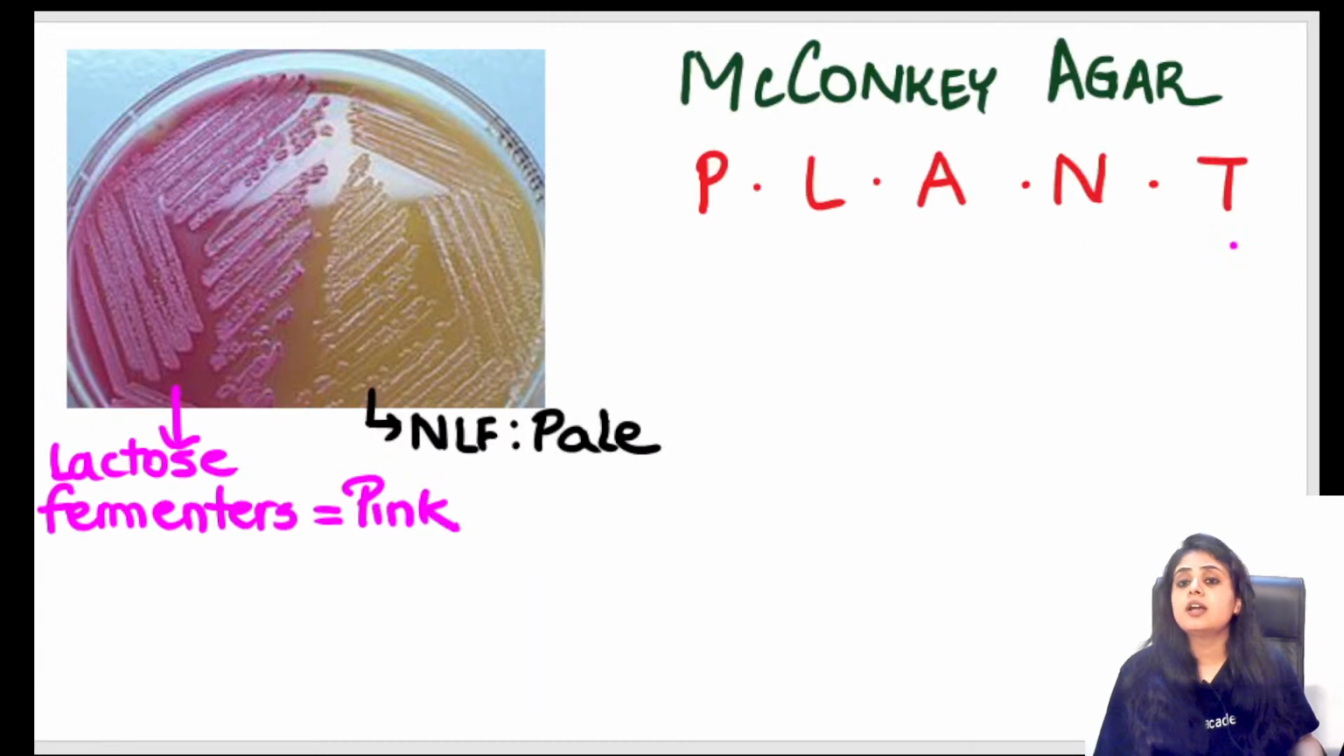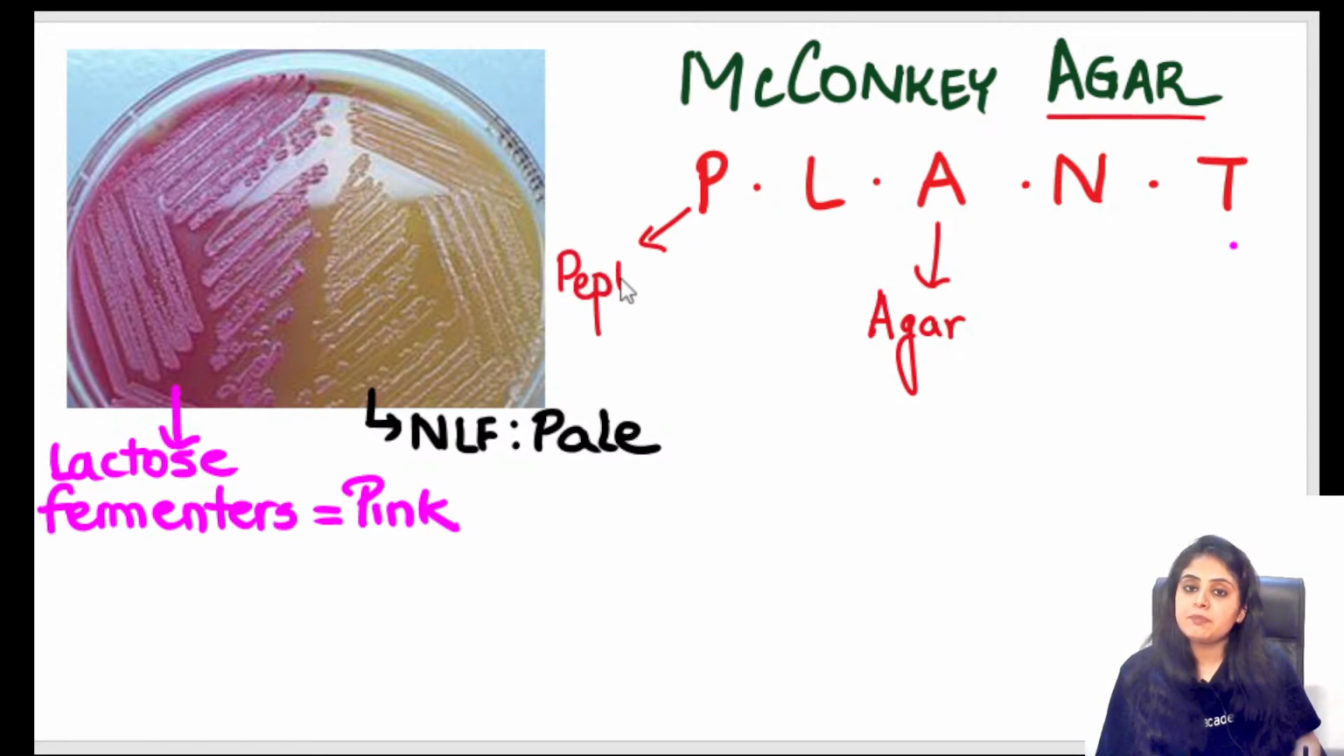What is MacConkey agar made up of? MacConkey agar is made up of PLANT. That is the main mnemonic that you have to learn. First of all, you will say, ma'am, it's MacConkey agar, so A obviously means agar. Every agar is always mixed with peptone. That's the usual for any kind of agar. So P is very obvious, it's peptone, and A is agar.